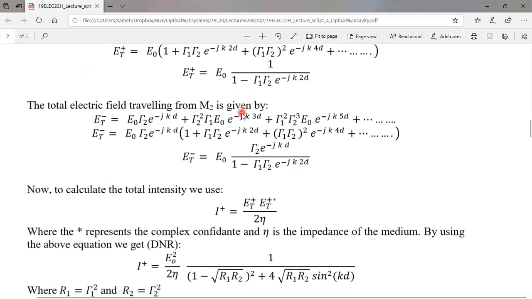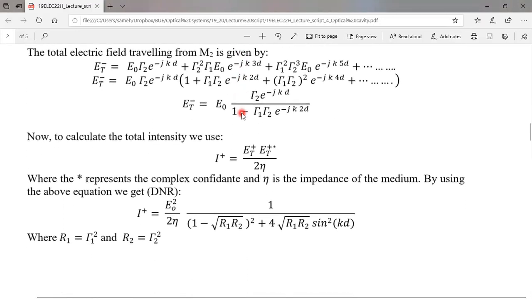So now we are going to calculate this intensity. The mathematical steps in between are not required. Then if you calculate the intensity, I plus will equal E naught square over 2 eta, times 1 over (1 minus root R1 R2) square plus 4 root R1 R2 sine square kd. What is R1 and R2? R1 and R2 are simply gamma 1 square and gamma 2 square. This is a very important conceptual point.